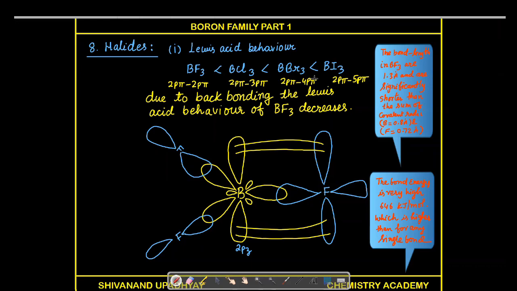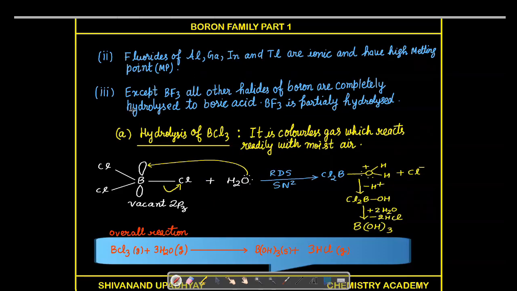The second point is when we are discussing fluorides, boron fluoride is a gas, it is a covalent molecule, but all other fluorides, because these are metals, so metal and non-metal will combine to form ionic solids. So fluorides of aluminium, gallium, indium, and thallium are ionic and have high melting point. Except BF3, all other halides of boron can completely hydrolyze to boric acid. BF3 is partially hydrolyzed, so this is important.